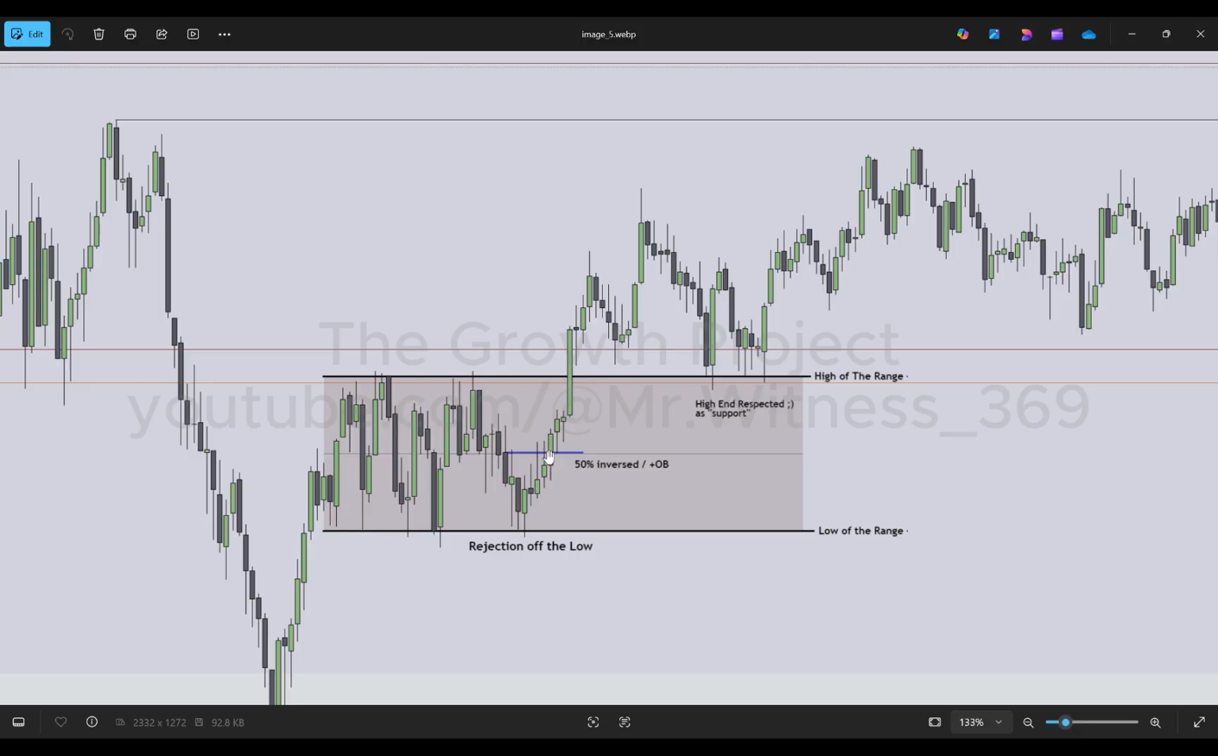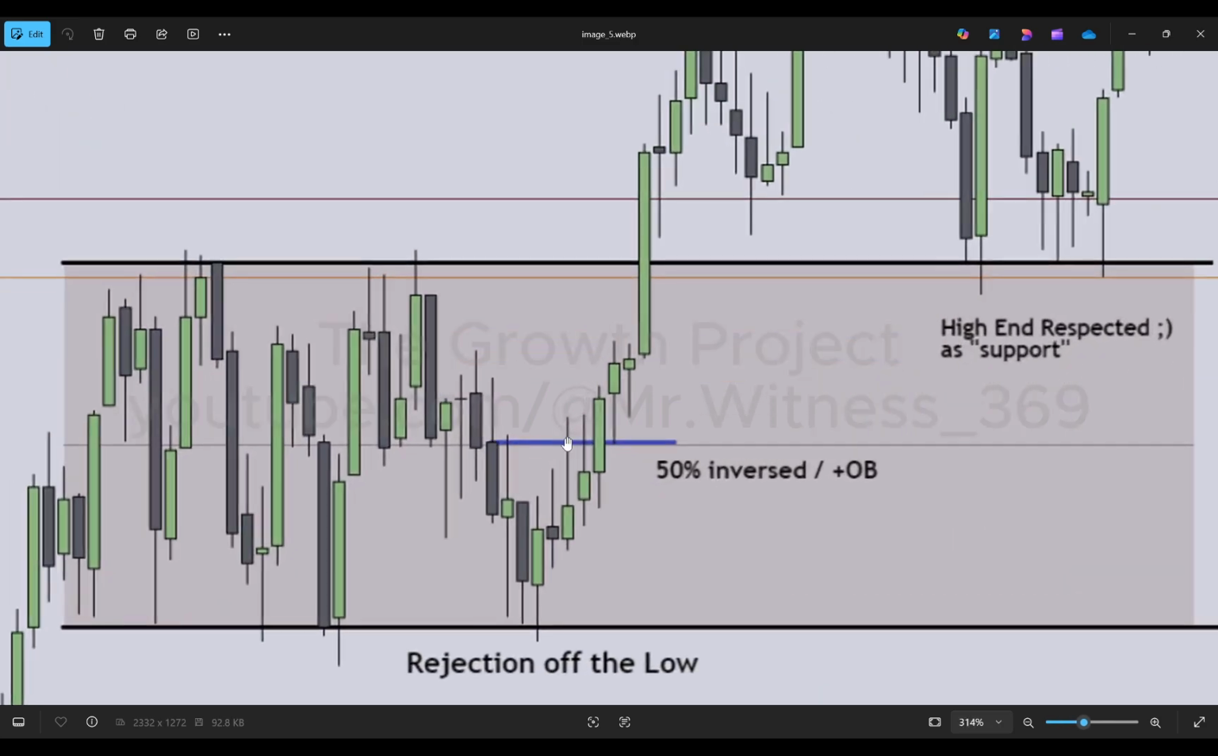Touches the low, inverses the 50%, and you also have this group of down close candles, the order block. I missed it, it's not this one, it's the one up here. But I am signaling this one because it is in concert with the 50% of the consolidation, okay? That's why. Closes above the 50%.